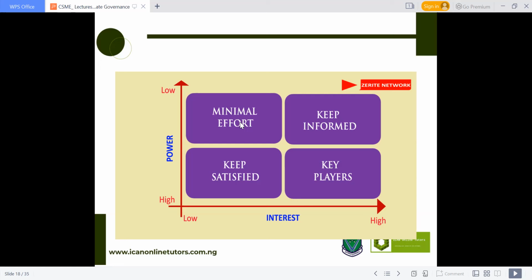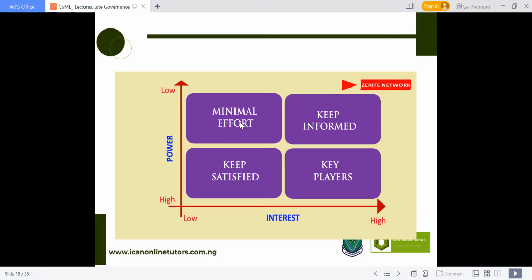Then we also have another category called keep informed: the stakeholders that have low power but high interest. The money is not available today, but I want to participate. So you have to keep them informed: our program is going to start on this date. Don't say that last year he did not have money, and when I invited him, he did not buy. We are in a new year now.